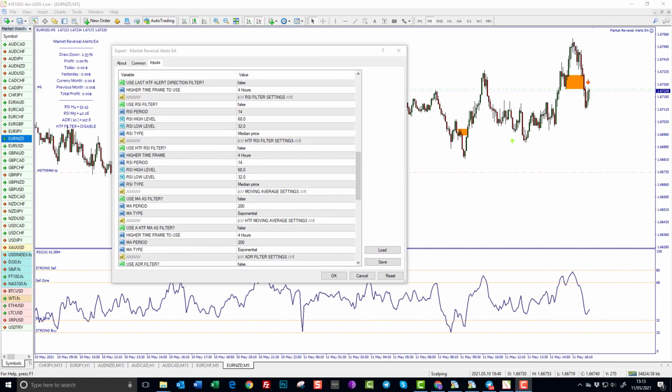Okay, so now we're going to have a look at the filters for the EA. The first one we're going to look at is the RSI filter. As you can see, I've got the RSI 14 put onto the chart here.